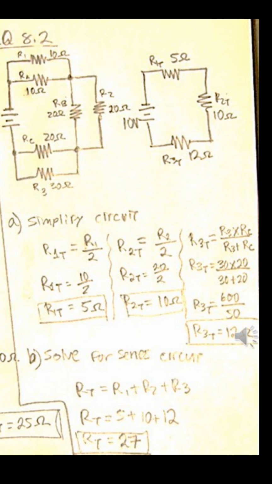And for the third resistor, R3 total, we have 2 resistors of unequal value, so we can use the product over the sum formula, which in this case is 30 times 20 divided by 30 plus 20, which is 600 over 50, or 12 ohms. So we have simplified our resistors. Now we solve for this series circuit resistance, since that is the goal. Resistance total equals R1 plus R2 plus R3, in this case 5 plus 10 plus 12 ohms, which is 27 ohms. So your resistance total is 27 ohms.